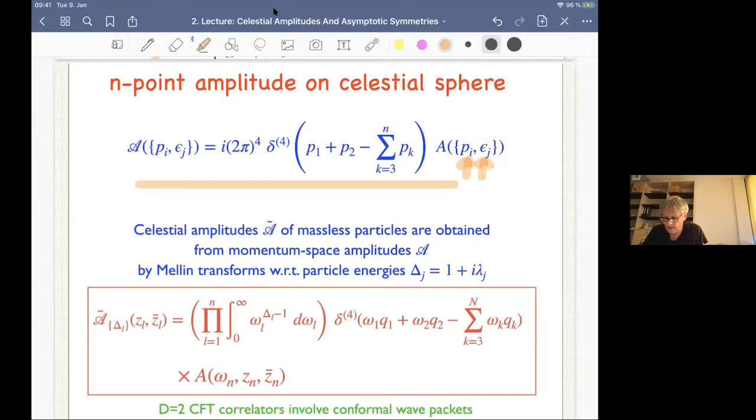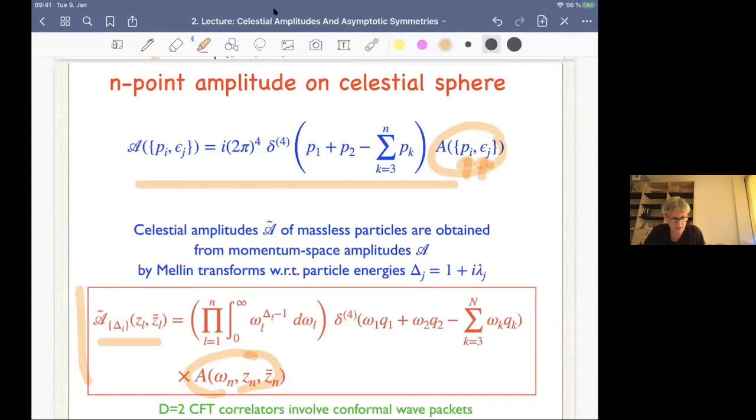And then the celestial amplitudes are obtained from these momentum space amplitudes by a Mellin transform. That is how it looks. We first write this amplitude in terms of our celestial coordinates, and then we do this Mellin transform. We have seen that we need to do some massaging of these delta functions in order to straightforwardly compute these integrals. And then, of course, we get the celestial amplitude, which is a function of all these positions z, which denote the momenta of the particles, and these dimensions delta.